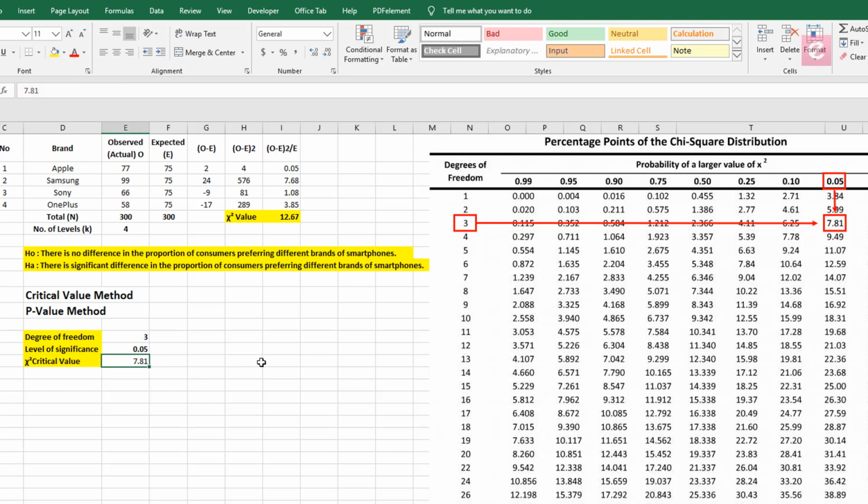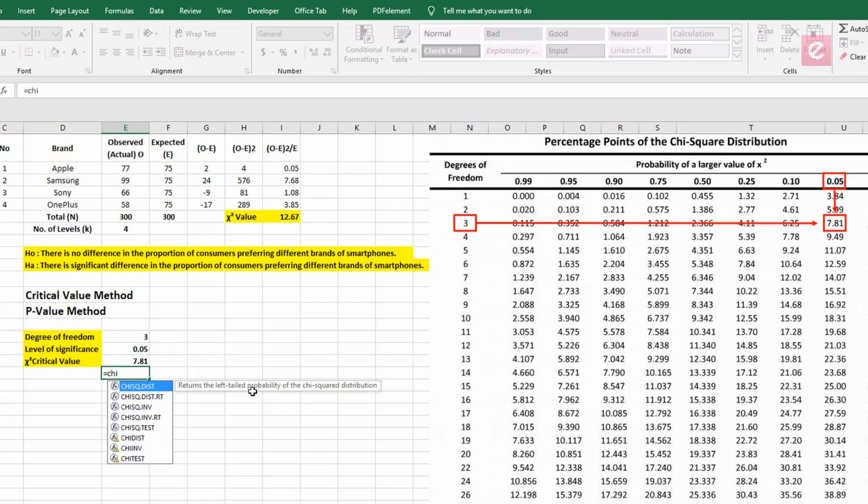Now we have three values: degree of freedom, level of significance, and based on these two, we confirmed the chi-square critical value, that is 7.81. Without the table, you can find the critical value using an Excel function, that is CHISQ.INV.RT. This is a function with which you can find the critical value without using the table.